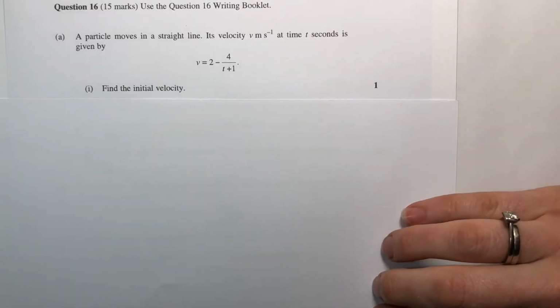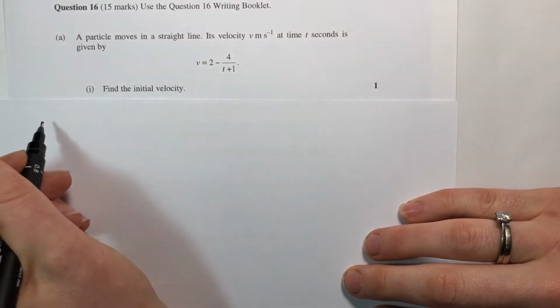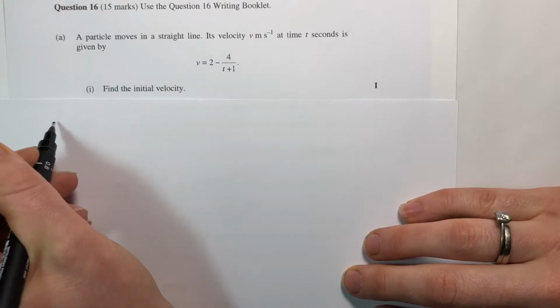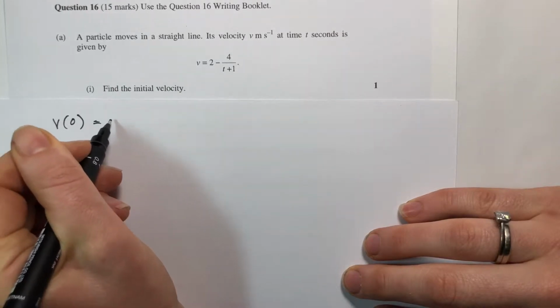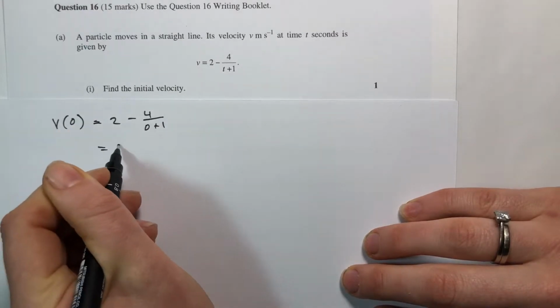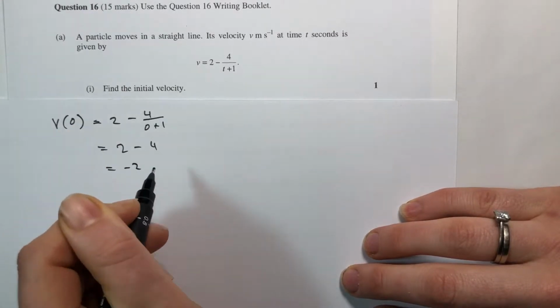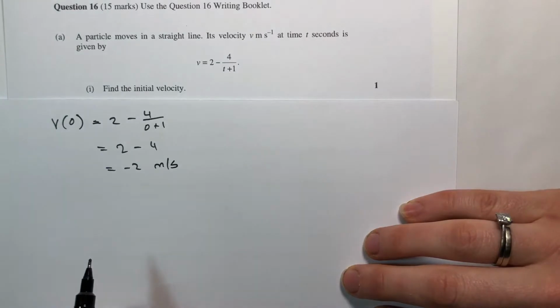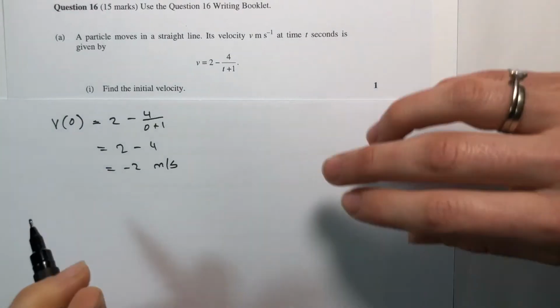So the initial velocity will be when t is 0. That's what you need to pick up every time they say initial, think t equals 0. So v at 0 would equal, just basically put 0 into the formula, which is 2 minus 4 equals minus 2, and put the units in because it's a measurement style question.